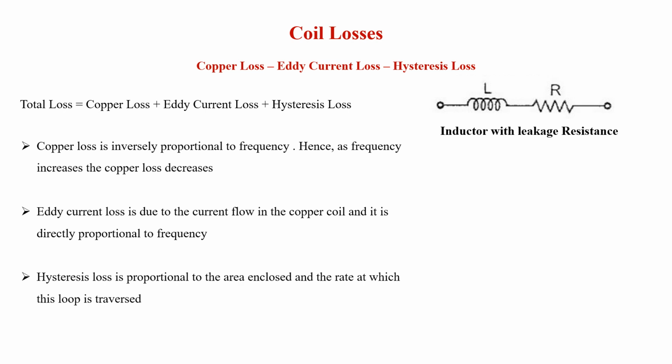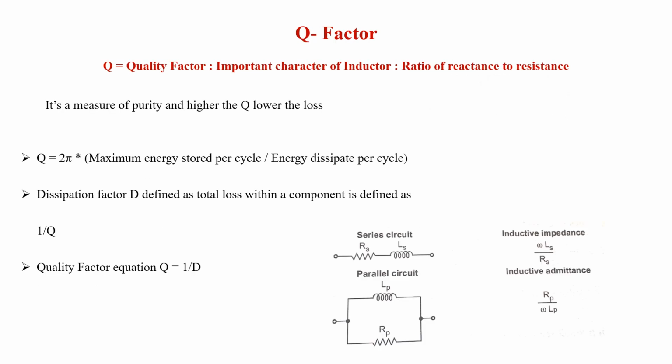Eddy current loss is another form of loss. It is due to the current flow in the copper coil, and it is directly proportional to the frequency. Hysteresis loss is the third one, which is proportional to the area used in the design, and also to the rate at which the loop of the circuit is traversed.